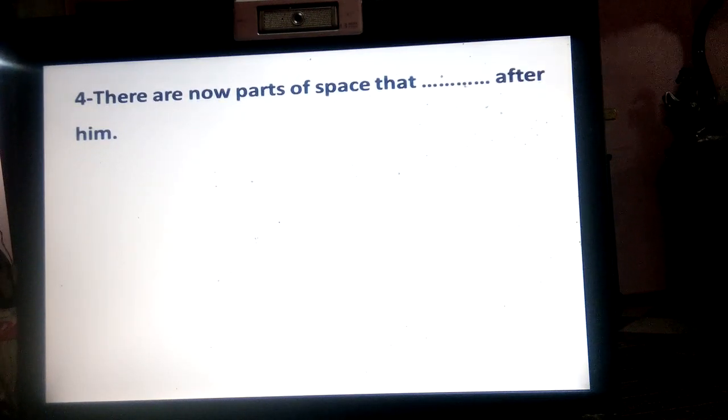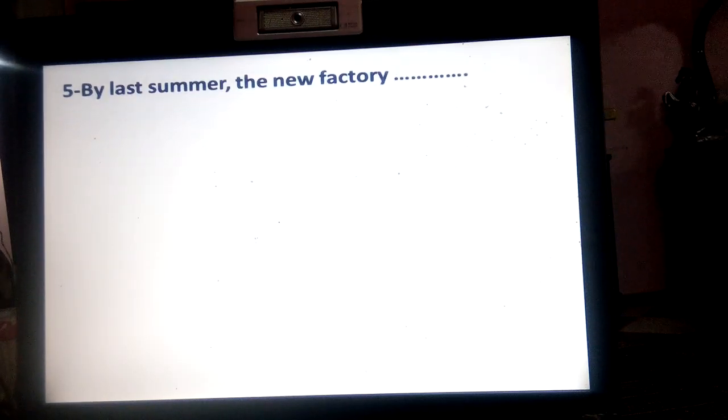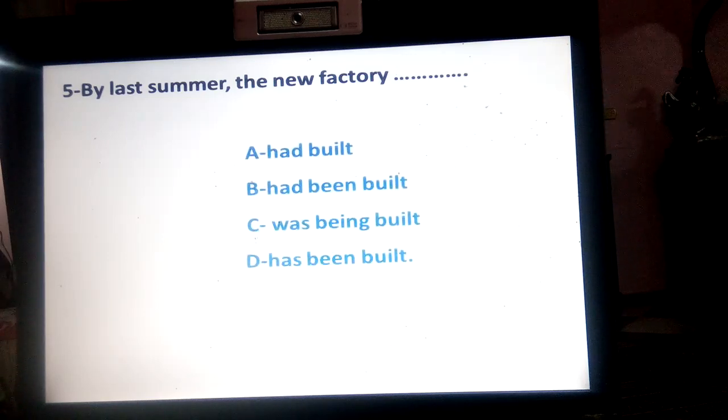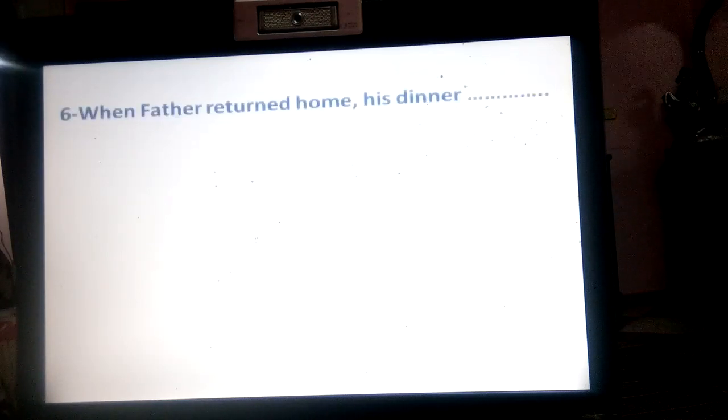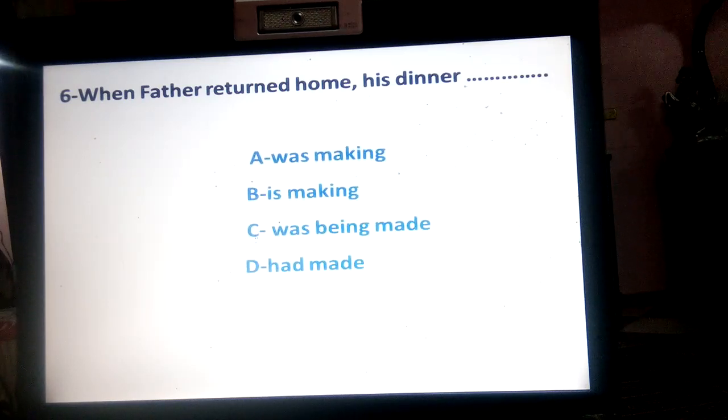There are now parts of a space that have been named, passive. By last summer, the new factory had been built. When father returned home, his dinner was being made.